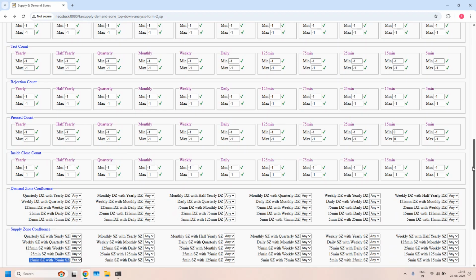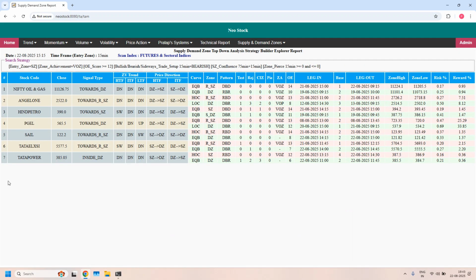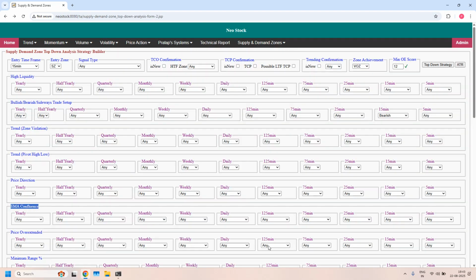By enabling the filter, now all 7 are filtered. That means in all the 7 stocks, all these 15 minute supply zones are overlapped with 75 minute supply zone. Okay, 75 minutes trend is a downtrend in all the stocks. So let's further filter based on 75 minute supply zone having daily EMA confluence. 75 minute supply zone with daily EMA we are applying on the 7 stocks.